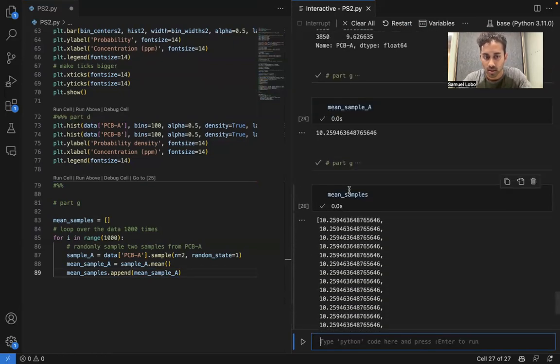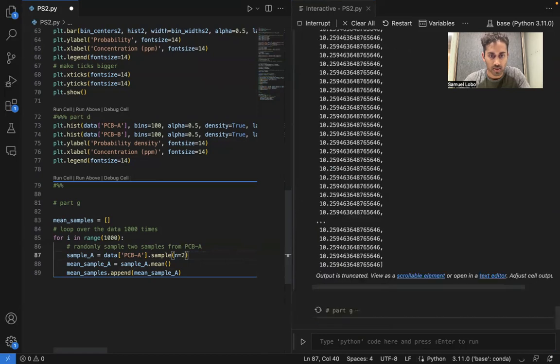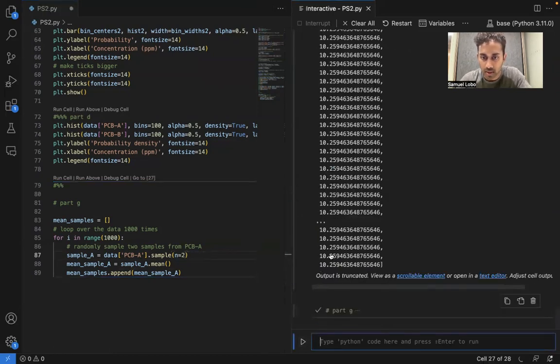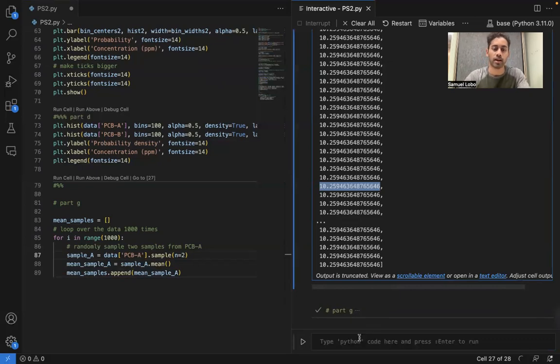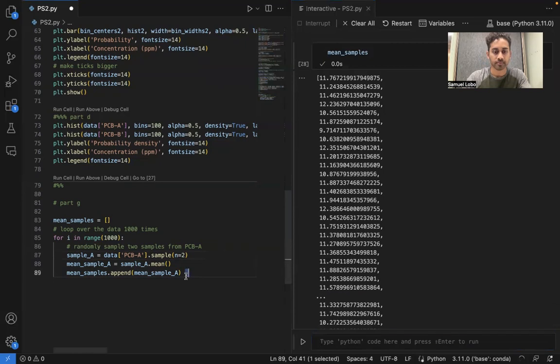So it looks like we want to make sure this random state is not the same. So let's try this again. Yeah, I noticed that it was the exact same value every time, so that's suspicious, right? It's not actually randomly sampling. So let's check this out again. If I type mean samples, now I'm getting different values each time.